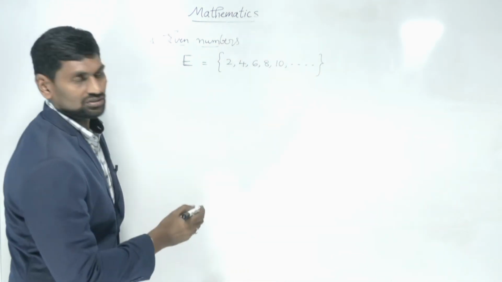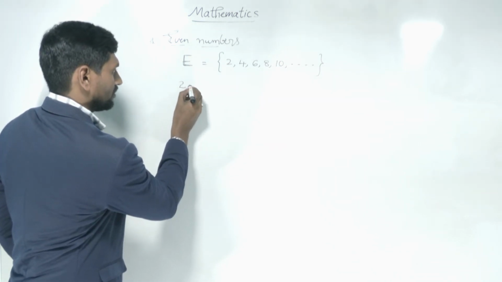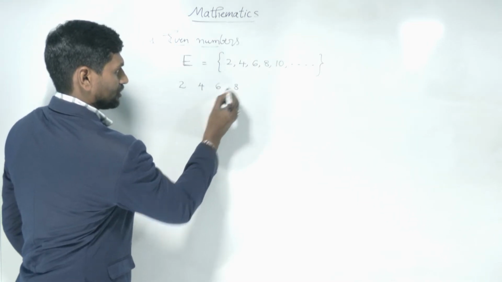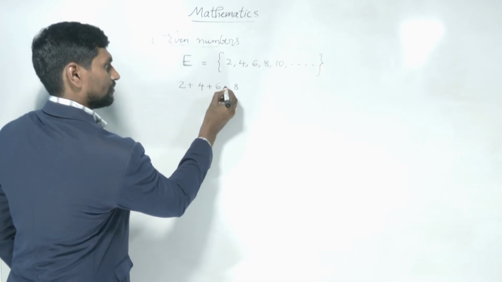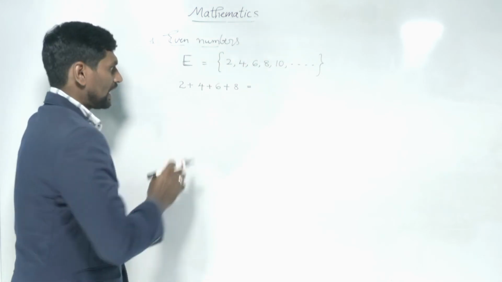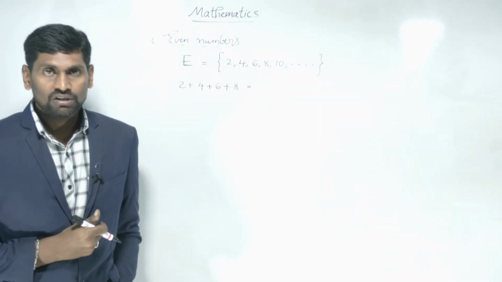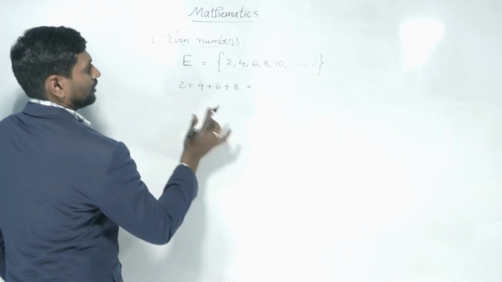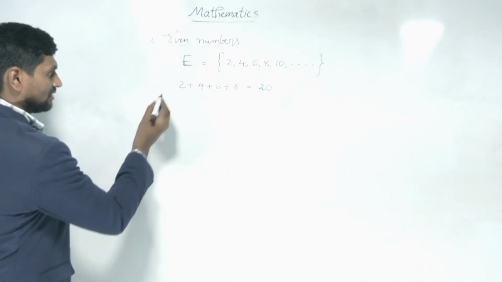The numbers exactly divisible by 2 are called even numbers. For example, now you are seeing that the first even number is 2, second even number 4, third even number 6, fourth even number 8. Add all of them. That means I am adding the first 4 even numbers. What do you get? Answer is 20.